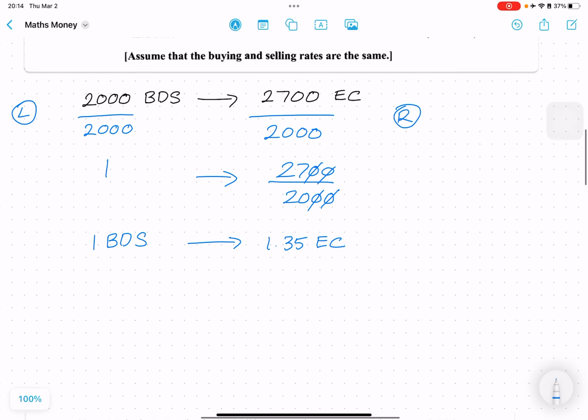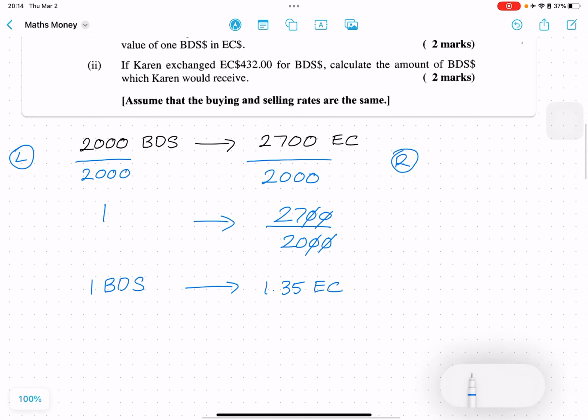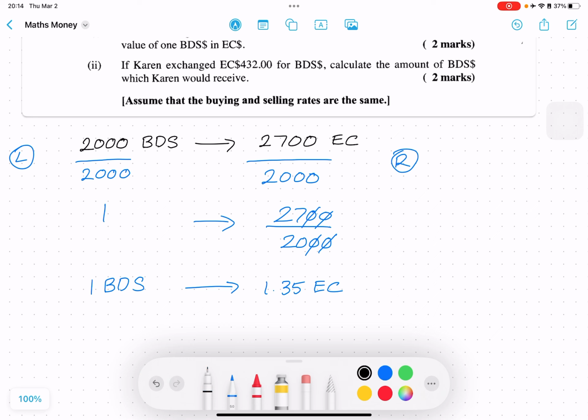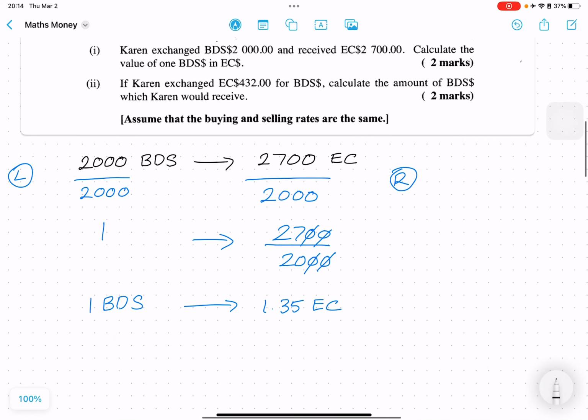Now that is the first part of the question. Let's take a look at the second part. So the second part, if Karen exchanged 432 Eastern Caribbean dollars into Barbados dollars now, calculate the amount of Barbados dollars she would receive. So it's basically asking the reverse here.